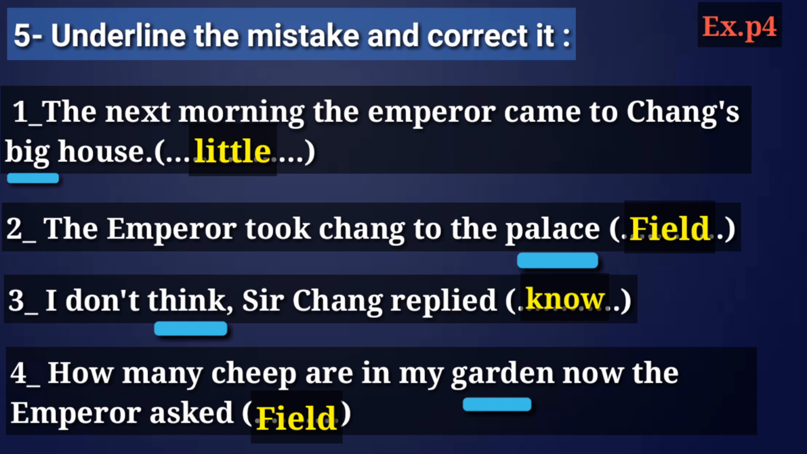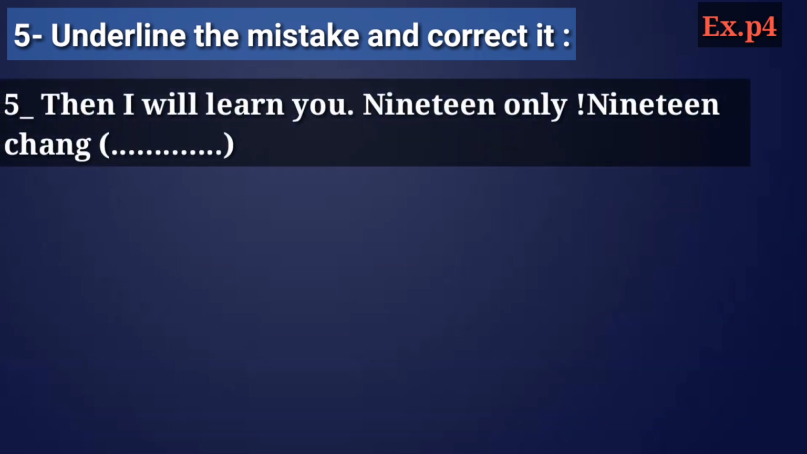The emperor asked. Number 5. Then I will learn you 19. Only 19, Chang. The wrong answer is learn. The right answer is tell. Then I will tell you 19. Only 19, Chang.